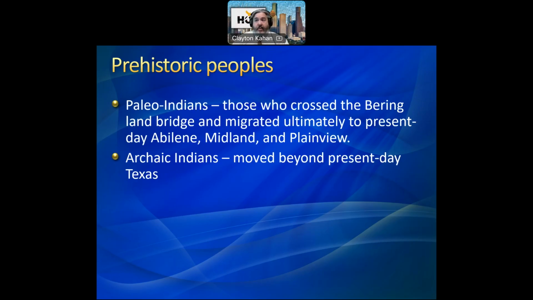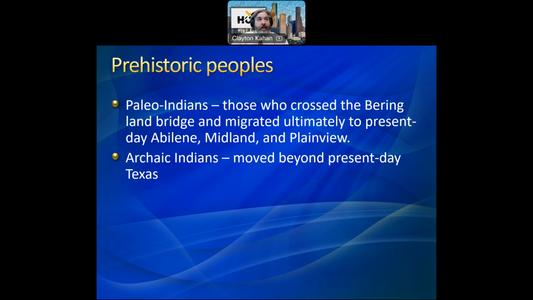This land bridge allowed Paleo Indians to populate the entirety of two continents. And when it comes to Texas, they left evidence of their existence in places like Abilene, Texas, Midland, Texas, Plainview, Texas. So we know that they were here.